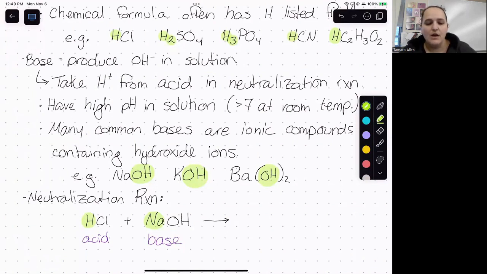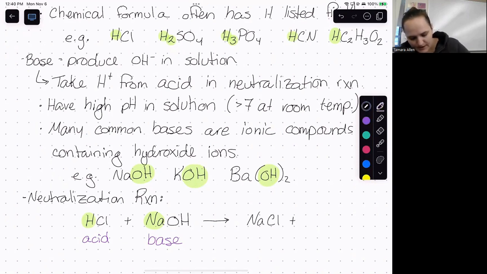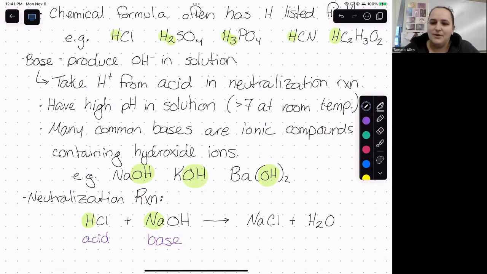Acids actually do. So we're swapping the hydrogen ion with the cation from our base, which means that we are going to end up with sodium paired with chloride and H paired with OH. HOH is more commonly written as H2O, as water.